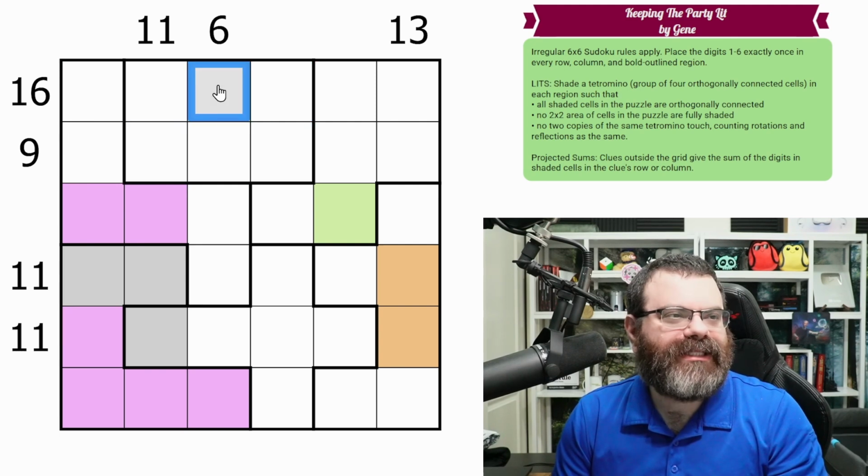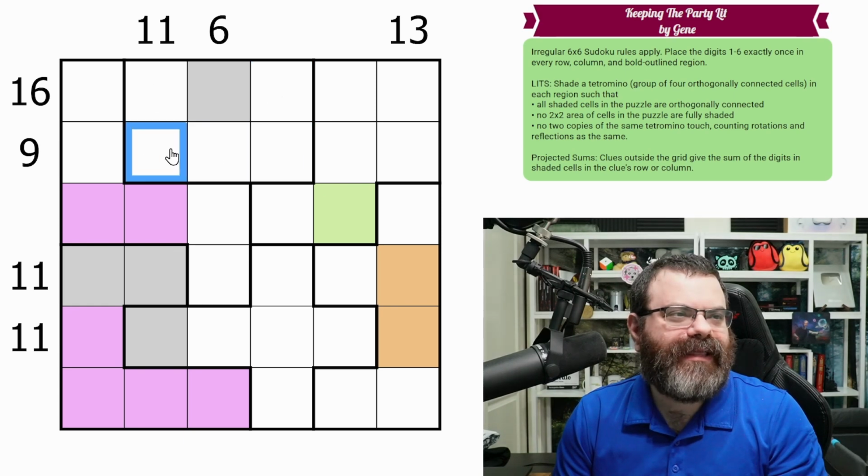So I can't omit this cell. Oh, interesting. Is there any other shape? No, it's just a straight line. So we're either like that or like that. And we can't be an L like that. We can't use this cell as part of an L. So this is shaded. Let's make that yellow.